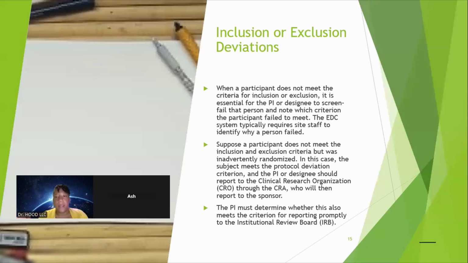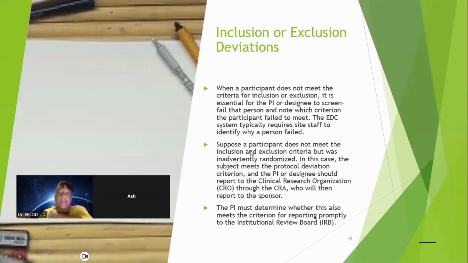If you screen fail the patient, we need to document again, and it'll be documented if you completed that checklist. We need to indicate which one they did not meet. Sometimes it's required to put it in the EDC system. So if we screen fail somebody, we need to say, okay, inclusion 4 was not met. This person was not the right age. Inclusion 10 was not met. This person did not have the right medication. Exclusion 5, this patient's BMI was too high. So whichever one caused them to screen fail, we need to make sure that it's documented.